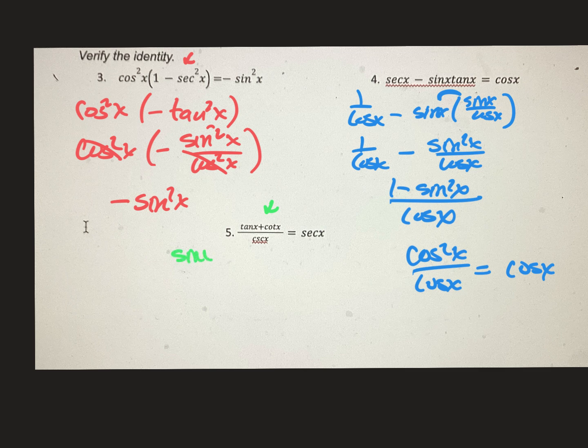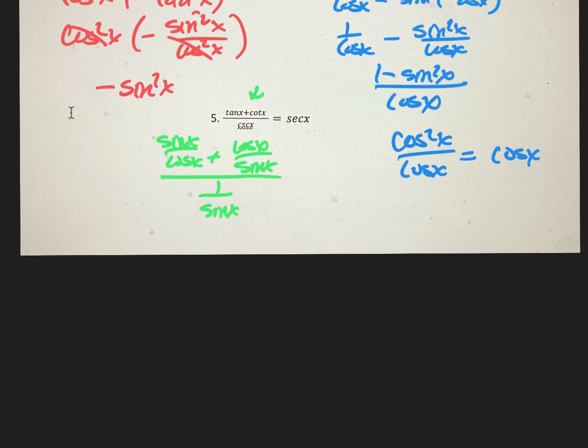So it's sine over cosine plus cosine over sine, all over 1 over sine. Wow, that's a lot of stuff. Hope this is the best way to go. So let's move this up a little bit so I have some room, because it looks like I'm going to need some room. So on my numerator, again, let's do the math.